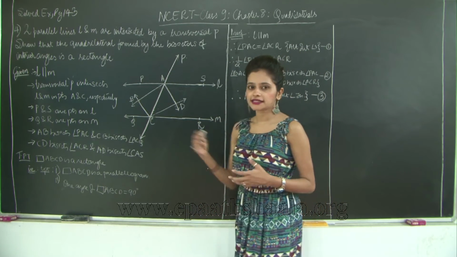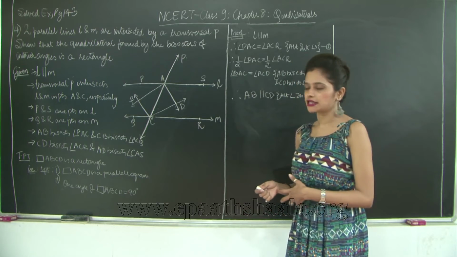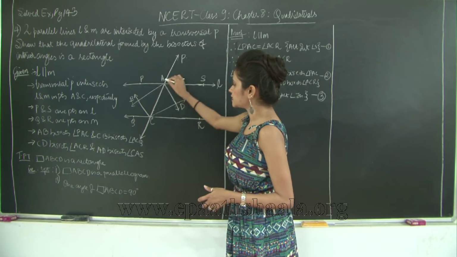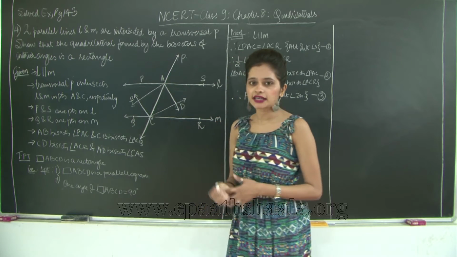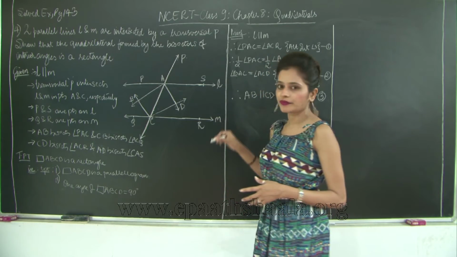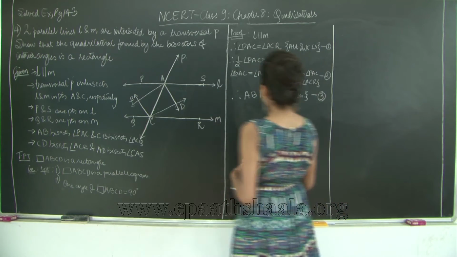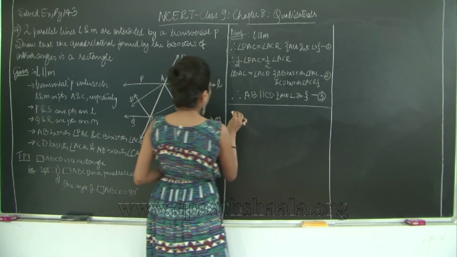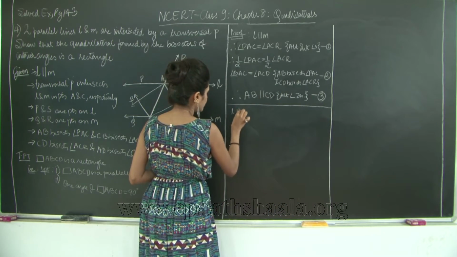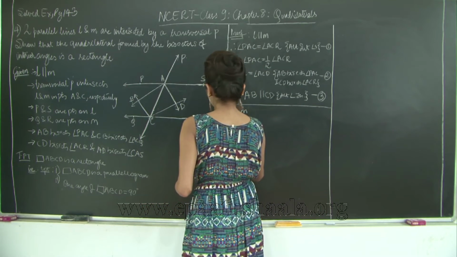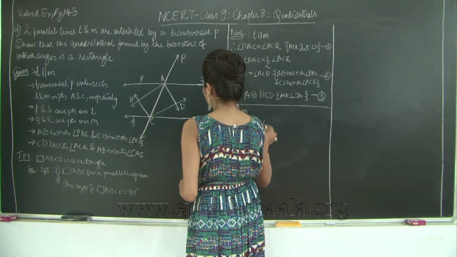Similarly, now let us take a look at the bisector of other interior angles. If you notice that angle SAC is equal to angle ACQ because again they form a pair of alternate interior angles for parallel lines L and M. So let's write this down. I'll say this is the second part. I'll say L is parallel to M. Therefore, angle SAC is equal to angle ACQ.